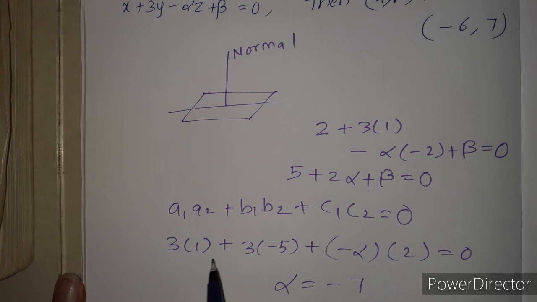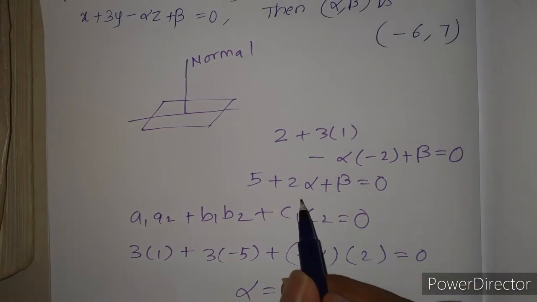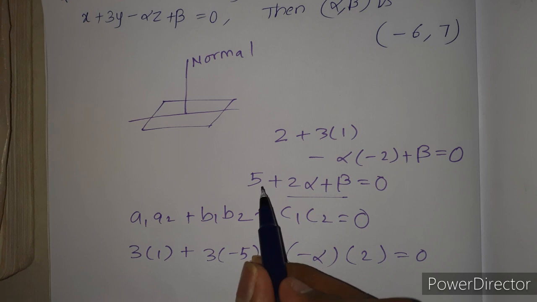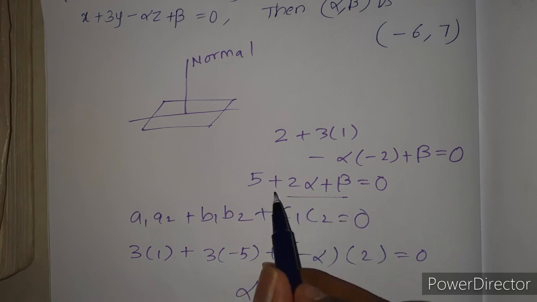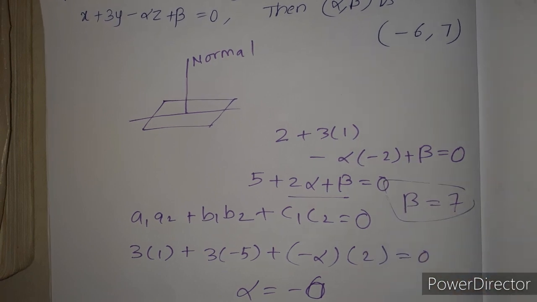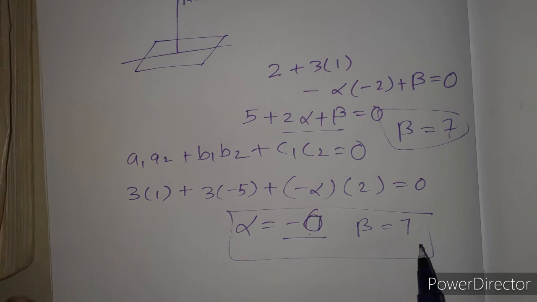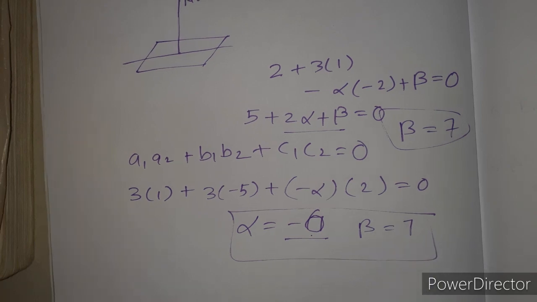No, minus 6. 3 minus minus 12, and that side plus 12 and minus 6. So here substitute in this equation: 5 minus 12 is minus 7. So that side it goes, beta is 7. So alpha is minus 6, beta is 7. So that's the concept in this problem.